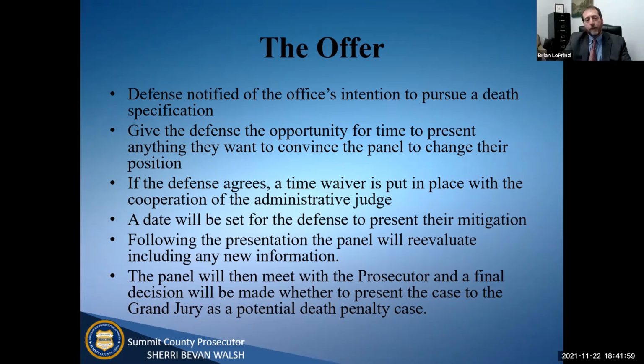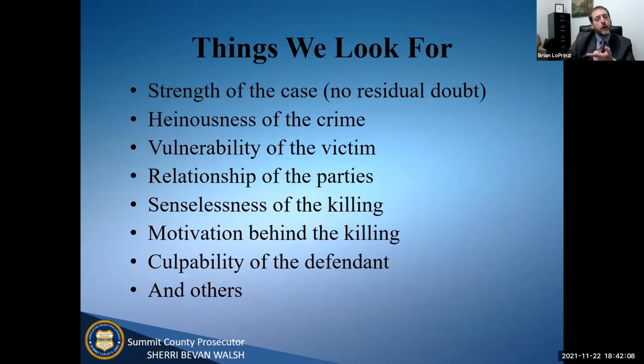As you see here, this is the offer we make to the defense attorney, and this is basically what I said about them having the opportunity to come and give us whatever information they want. So these are the things we look for when we're pursuing a potential death sentence. So the strength of the case, which goes to that point you were just making.